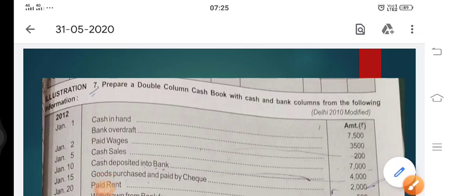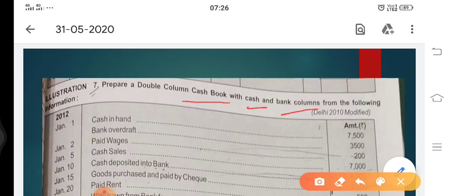Good morning, children. We were solving cash book and we are continuing with the same topic. So, here you can see a question written on the screen. Prepare a double column cash book with cash and bank columns from the following information. Now, here, you can see the mentioned thing is a cash book with cash and bank columns.